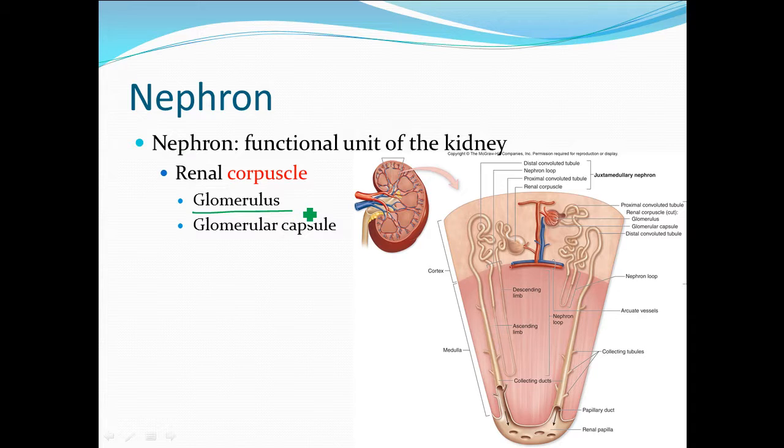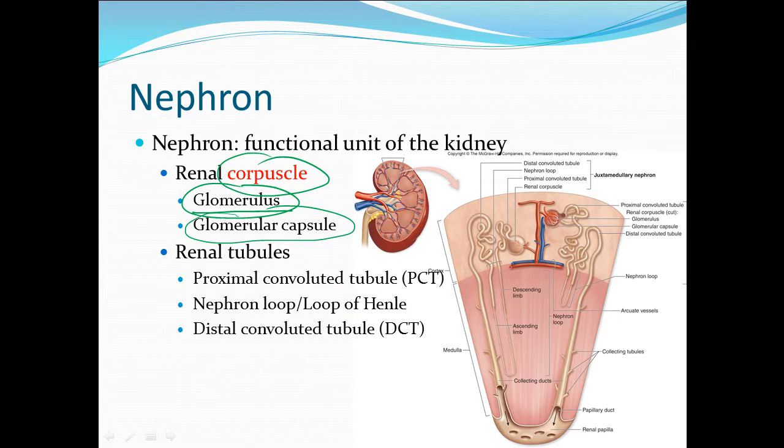What was the glomerulus again? It's a capillary bed, right? That helps. What's its function? Filters the blood, right? And then around that is a glomerular capsule. So together you have the corpuscle here. And then you have the different renal tubules that we'll talk about.